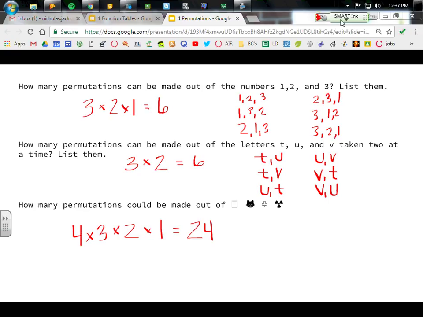Okay, I hope that my explanation of permutations made sense to you, and I hope that it helps.